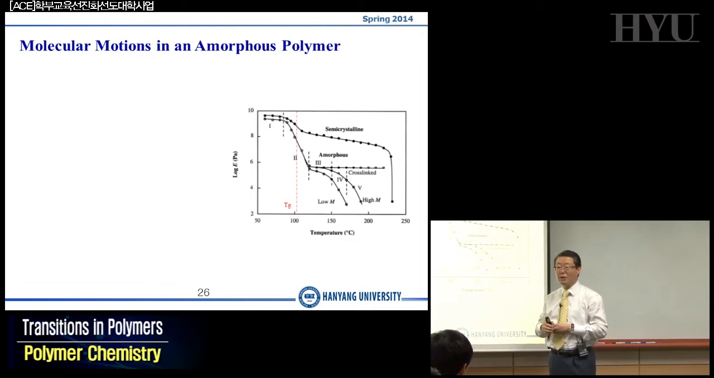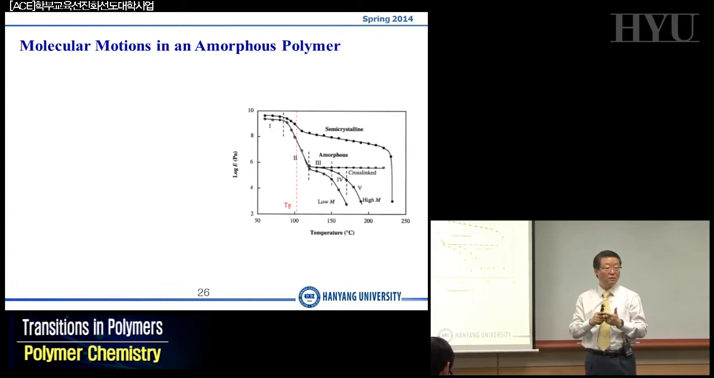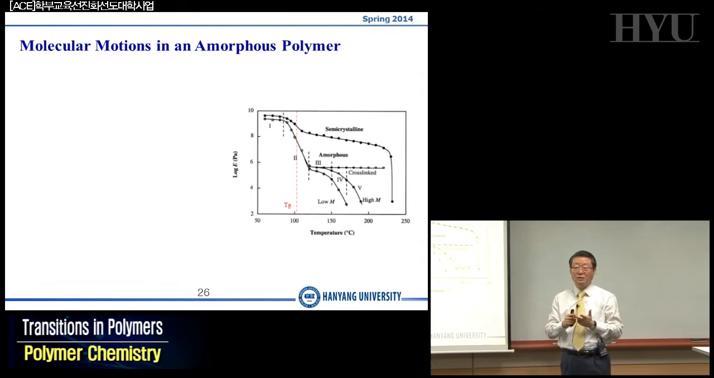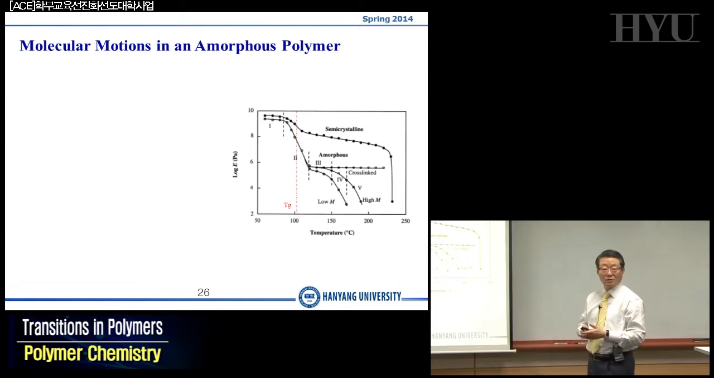Okay? The first method of detecting the TG is DSC. DSC is the first method, and the DMA is the second method, and perhaps you can detect the TG by dynamic thermal analyzer, DTA. So I will explain all those three methods in a minute.